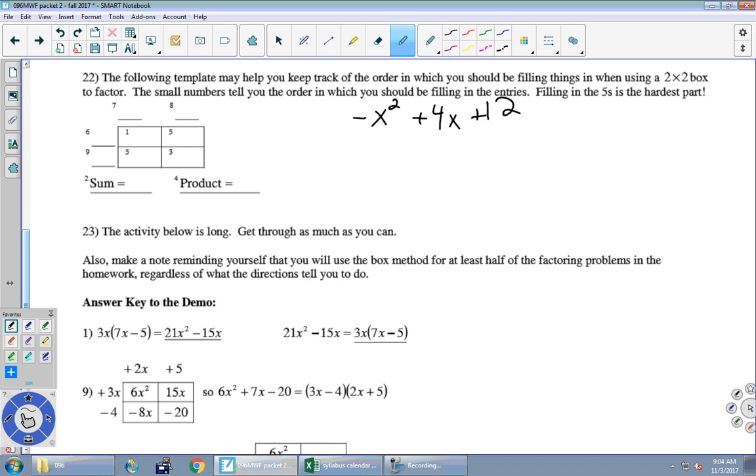+12 at the end. Is that right? Okay. So in the activity, you're going to see a lot of copies of this table right here. It's the same box as we had before, but it's got some little numbers that are supposed to help us know what to do with each of the pieces.